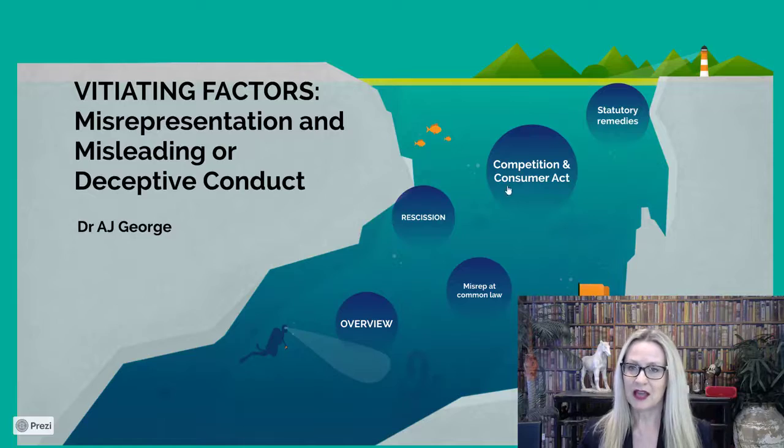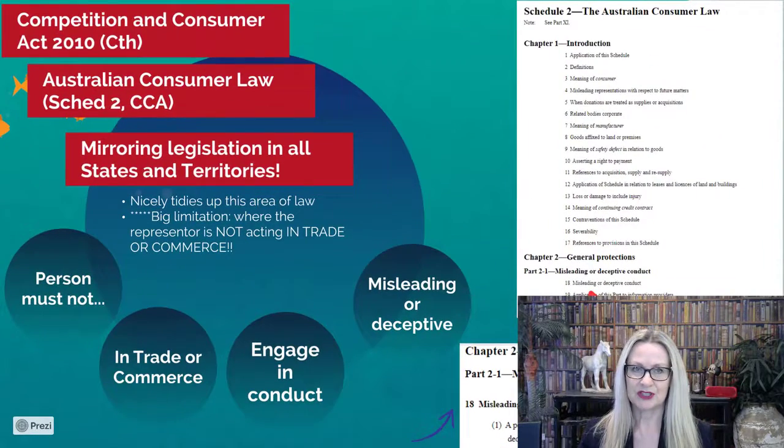So looking at the competition and consumer legislation, there are a few things that we need to bear in mind. As you can see up the top there, that's the legislation that we're dealing with, the CCA, and the ACL is Schedule 2 of the CCA, as I said. We must flag for attention that there has been mirroring legislation in all states and territories, and I'll go into that and the reasons for that in just a moment.